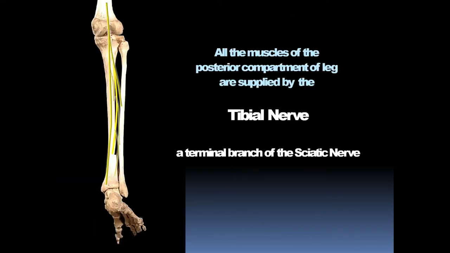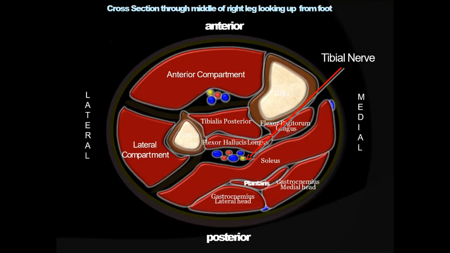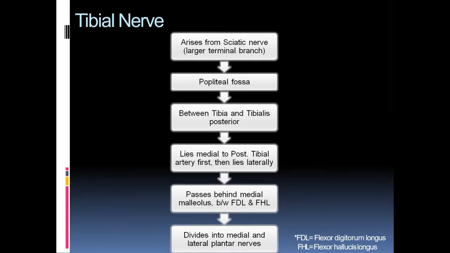Now see the nerve supply of this compartment. All the muscles of the posterior compartment of leg are supplied by the tibial nerve, a terminal branch of the sciatic nerve. Here in this diagram we can see the presence of tibial nerve which is ultimately a branch from the sciatic one. Now tibial nerve arises from sciatic nerve. It's a large terminal branch.